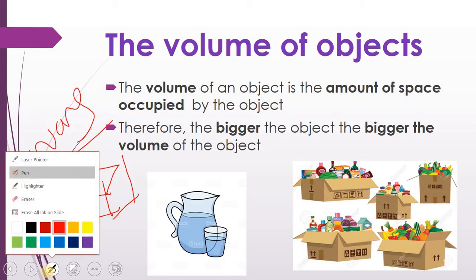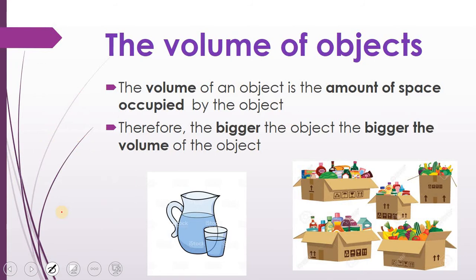So, volume means, for example here, this box. Its volume is, for example, 5 liters, so you can put things inside. Or maybe this box has only 2 liters, so you can put things inside. That is volume. Volume is the space where you can put things.